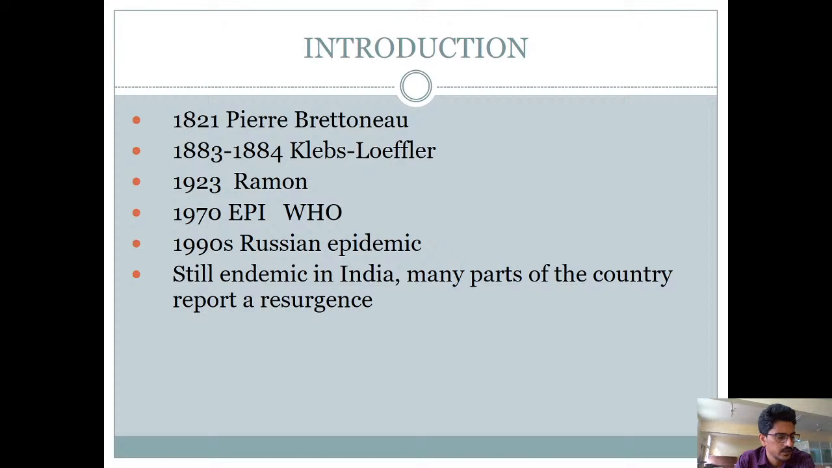In 1883, Edwin Klebs and Loeffler. And what you have to know is that Emile Roux showed that because of some substance the disease is caused, that is nothing but the toxin. And later in 1890 Emil von Behring isolated the toxin and introduced it in guinea pigs and horses, and he developed the antitoxin, that is nothing but serum, anti-serum to the diphtheria toxin.